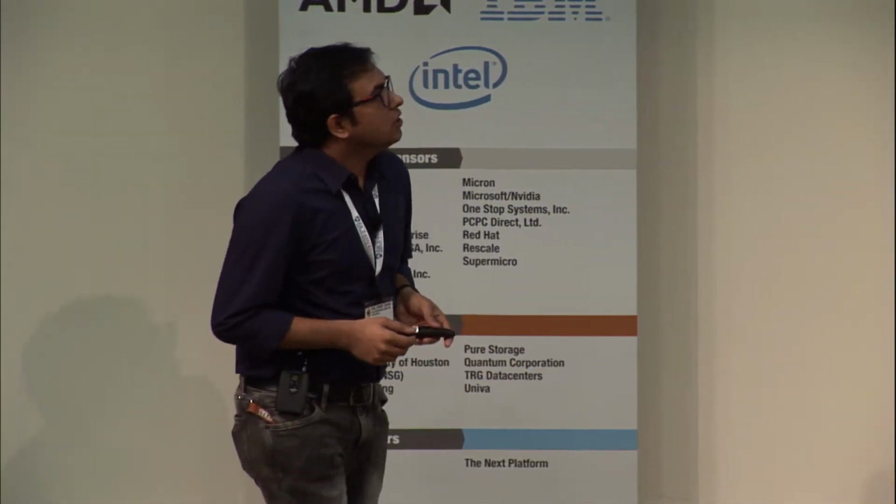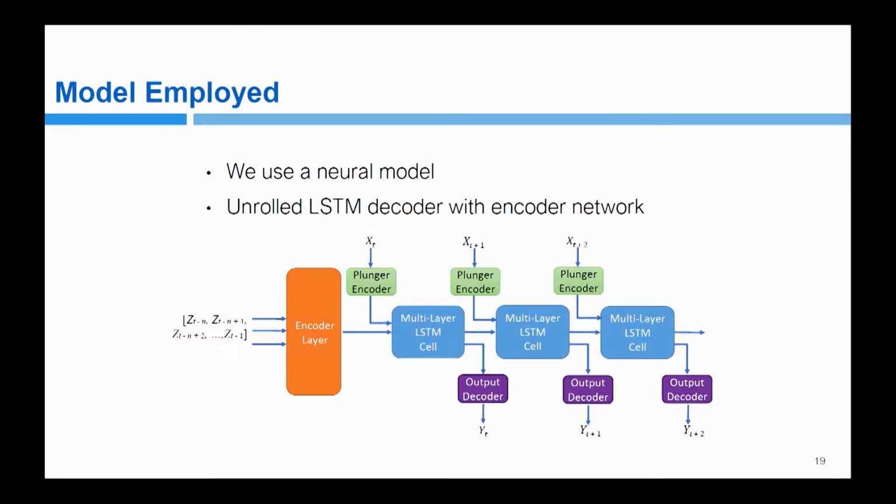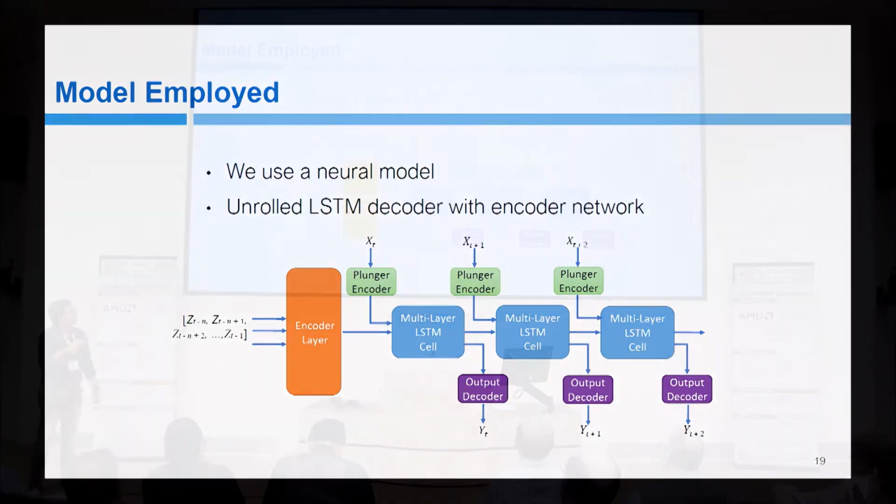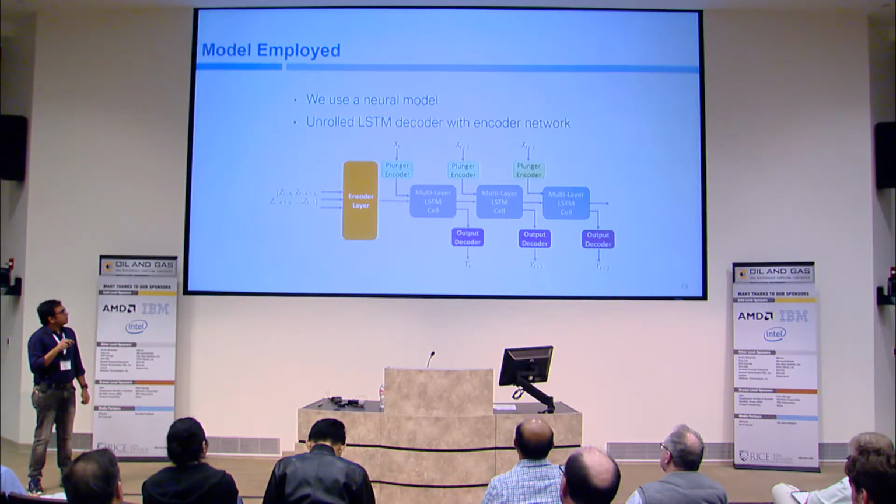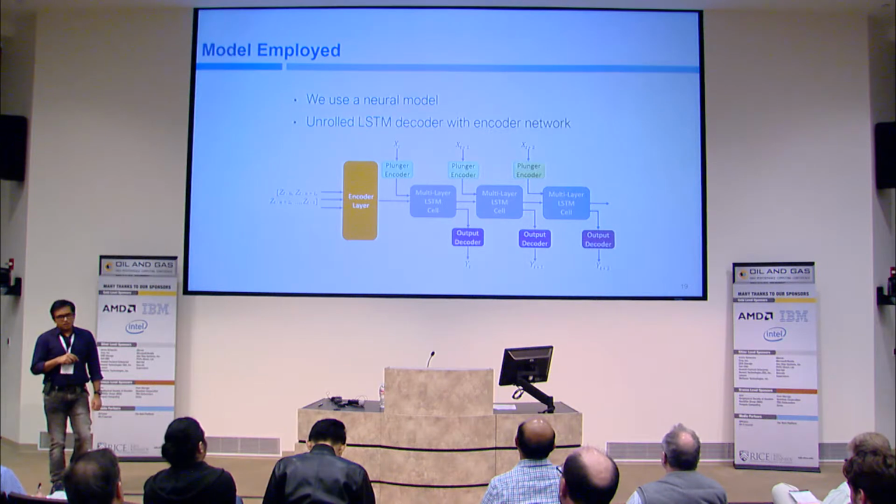If we look into the entire architecture in a bit more detail, what we see here is the encoder, which takes into account all the previous instantaneous values of a reservoir until n timestamps before what we're interested in, plugs it into a fully connected layer, and encodes the initial state of the recurrent network. The recurrent network is unrolled here for elaboration purposes. The plunger encoder takes in the inputs, and we get the output decoder, and at every timestamp we get the outputs.